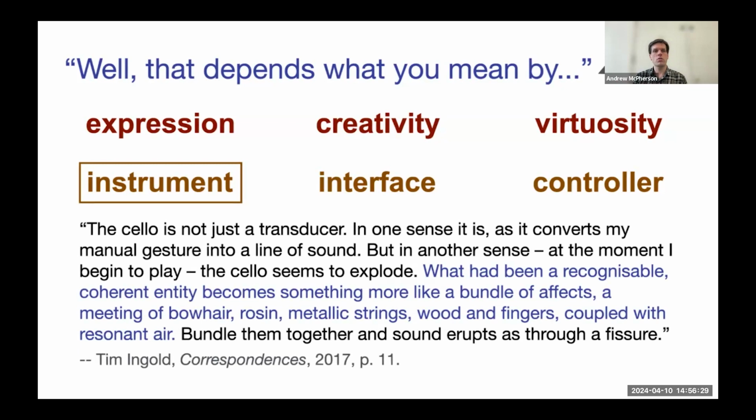Ingold, as well as being an anthropologist and basically a philosopher, is also a cello player and writes about playing the cello and how when he begins to play, what had been a recognizable, coherent entity becomes something more like a bundle of affects, a meeting of bow hair, rosin, metallic strings, wood, and fingers coupled with resonant air. He says, bundle them together and sound erupts as through a fissure. I really like this as an example of the kind of fluidity of boundaries between things.